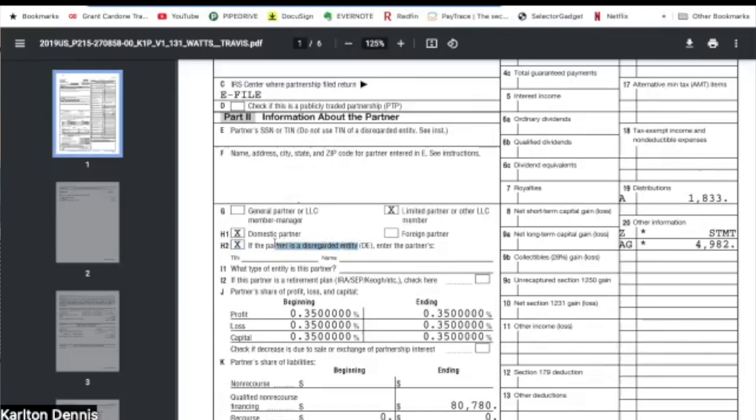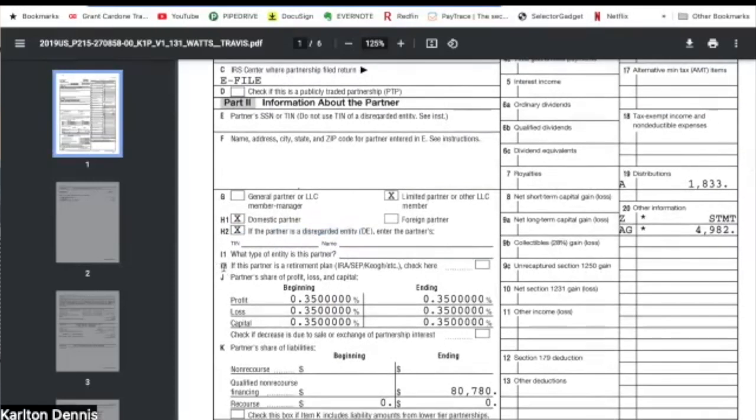But what if he approached this partnership with a retirement plan, such as an IRA or a SEP or a KIOG plan, right? These are all different various vehicles. So if he approached this partnership with a retirement plan, I would be able to see that in line 12 right here. If the partner is a retirement plan, IRA, SEP, KIOG, et cetera, check this box. And that gives us more information about who is contributing money, or capital, to this partnership.